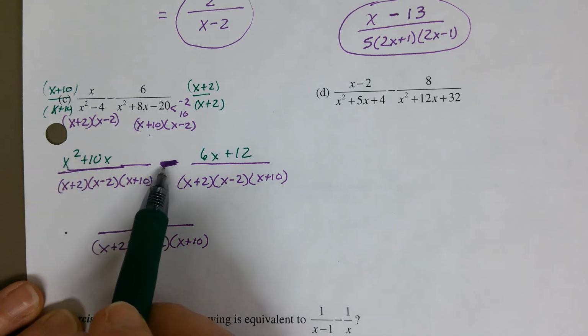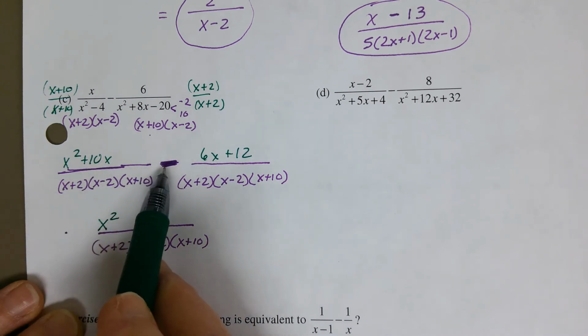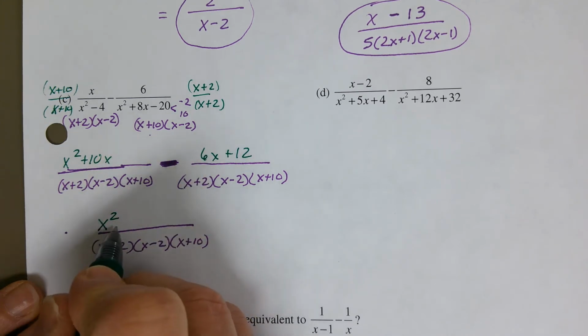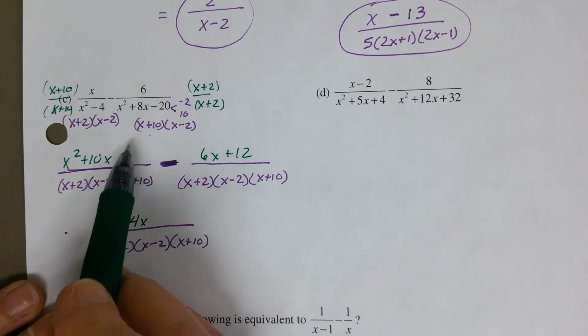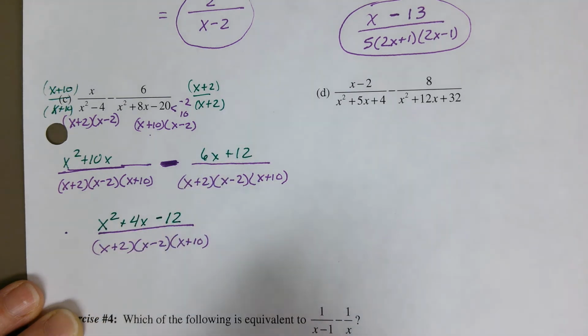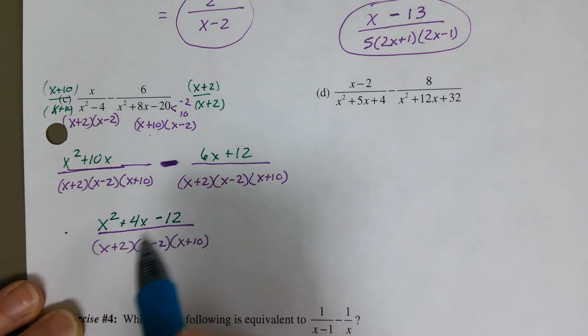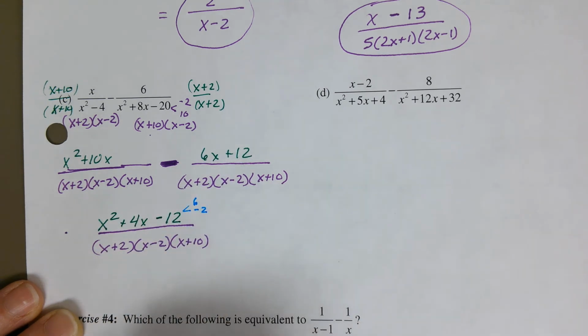X squared, there is no other x squared term, okay. 10x minus 6x is 4x. And 0 minus 12 is negative 12. Now, can we factor this trinomial? Are there factors of negative 12 that sum to 4? Yes, 6 and negative 2.